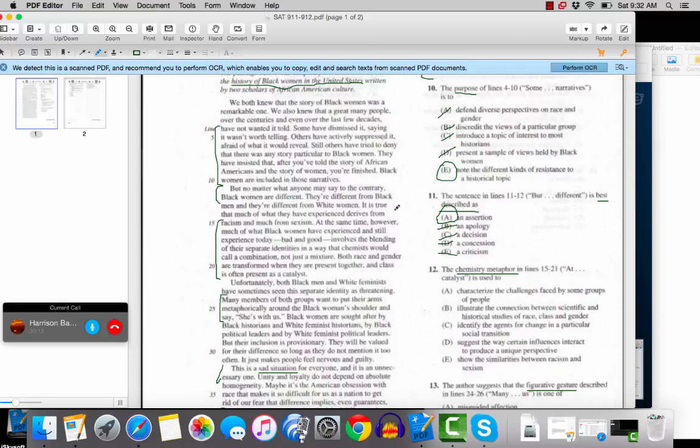What's its purpose? So at the same time, the author writes, much of what black women have experienced and still experience today, bad and good, involves the blending of their separate identities. Now, what's a black woman's separate identity according to this author? Like what might those separate identities be? That they have a race identity and a gender identity. Great, you got it. So this is saying that this involves the blending of their separate identities in a way that chemists would call a combination, not just a mixture. And even if we don't know what that means, we can look at the next sentence. Both race and gender are transformed when they're present together.